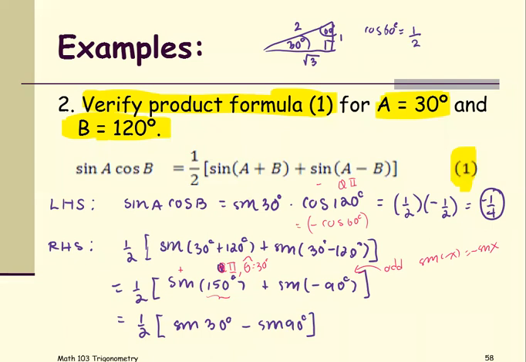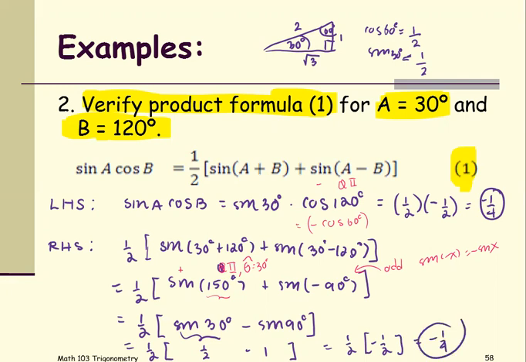Replace the value of each one of them. So it's going to be 1/2 multiplied by the sine of 30 degrees, which is opposite of the 30 degrees, 1, divided by the hypotenuse, which is 2. So the first term is equivalent to the value 1/2. The sine of 90 degrees is 1. Now we get the value 1/2 multiplied by negative 1/2, which turns out to be negative 1/4, the same as the value that we evaluated from the left-hand side expression. So we are done verifying.